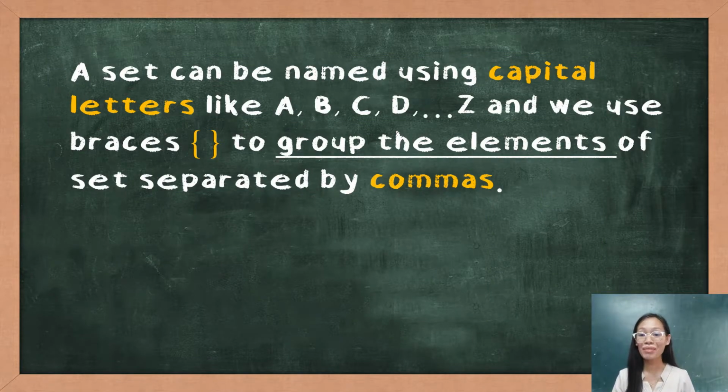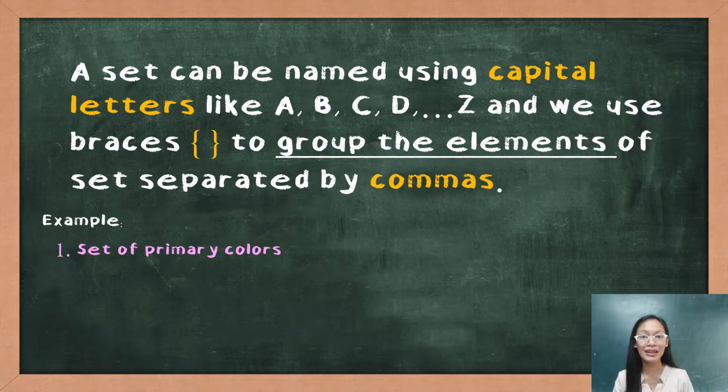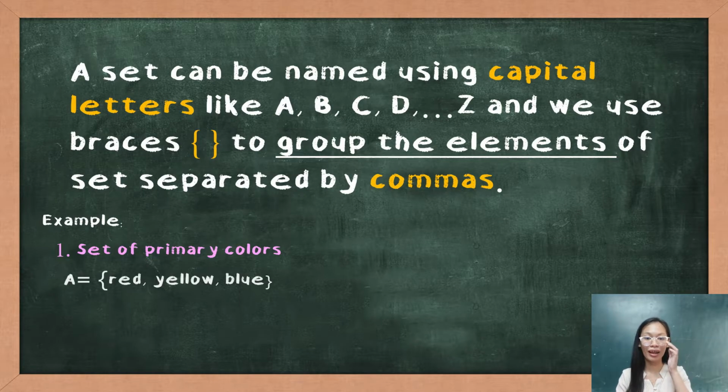A set can be named using capital letters like A, B, C, D, and so on until letter Z. And we use braces to group the elements of a set, and they are separated by a comma. For example, on our set of primary colors, we can use any letter. Here I used letter A, but it can be replaced. It can be B, C, and so on. It depends on you what variable you will use.